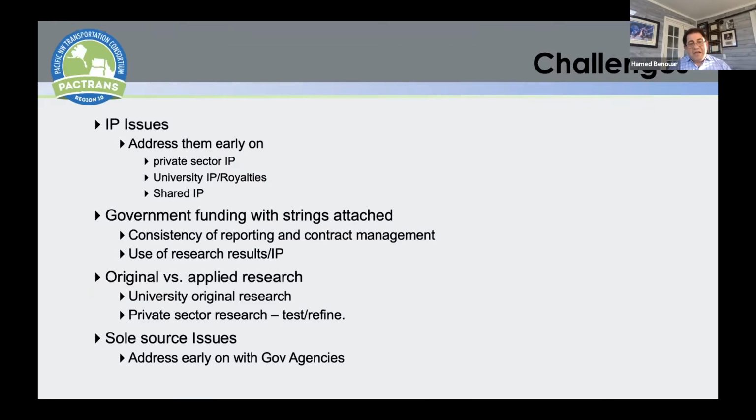And then sole source issues are always a big issue, and you need to address them early on with the government agencies. I will touch on them a little bit in the next slide, because we're talking about trying to help the private sector implement this technology. So you don't want to help them develop it early on and then later tell them, well, it's a sole source, we can't use it, it has to be competitive. These things have to be taken care of early on.